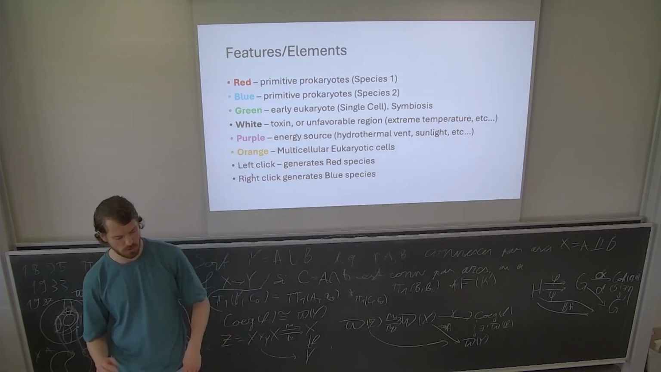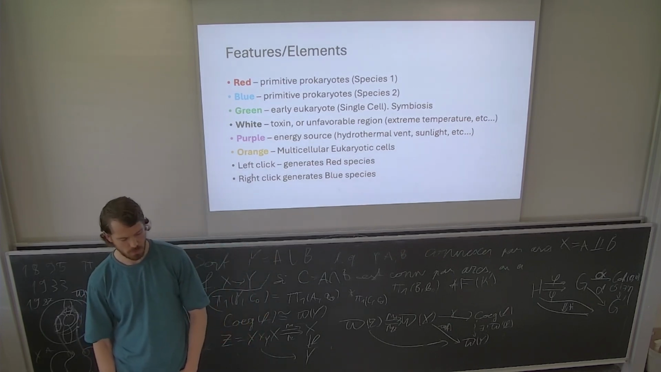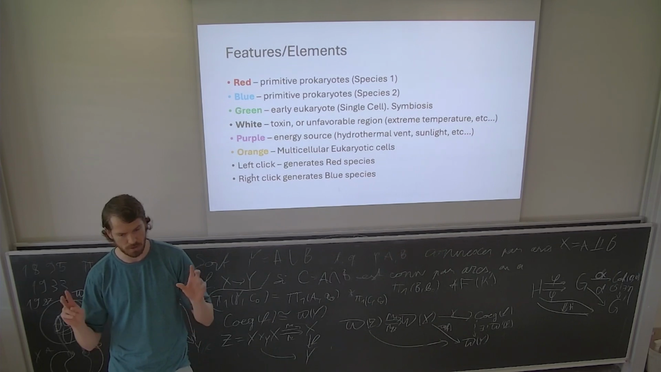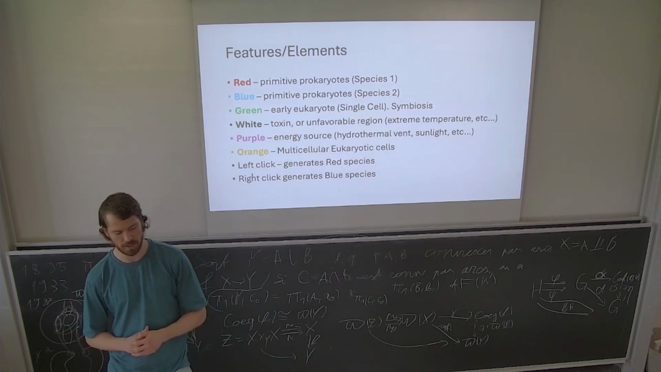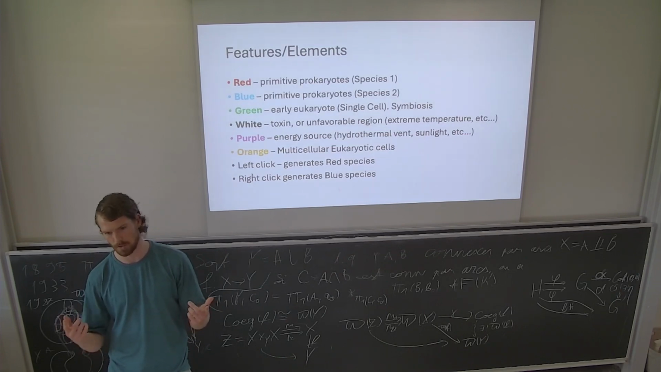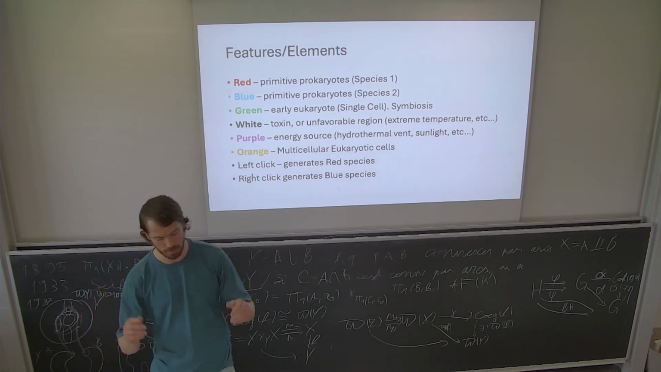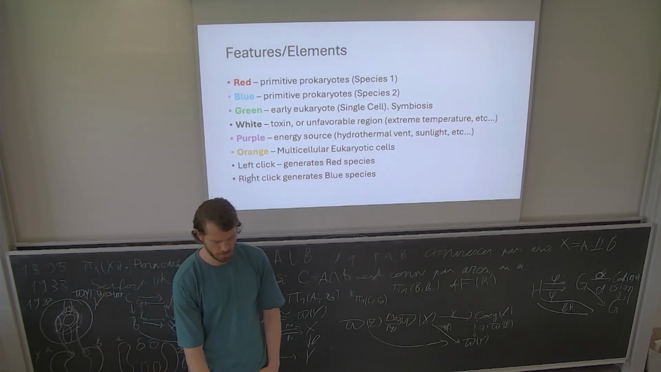And then the green cells evolve into orange cells. The green cells are single cellular eukaryotic cells, and if they spend enough time in the purple region, they become orange cells, and then orange cells can stick together and form multicellular eukaryotic species.